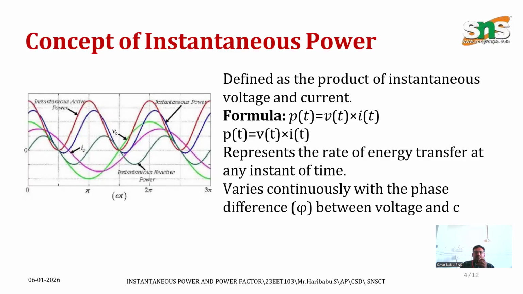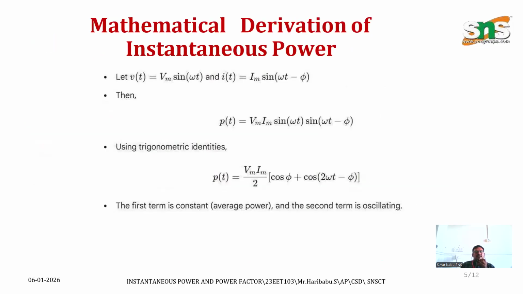Next, the mathematical representation of instantaneous power. Let v of t equal Vm sine omega t, where Vm represents the maximum voltage, sine omega t represents the sinusoidal waveform, omega is the angular frequency and t is the time. Similarly, i of t is equal to Im sine omega t minus phi. What is phi? The angular difference between the voltage and current.